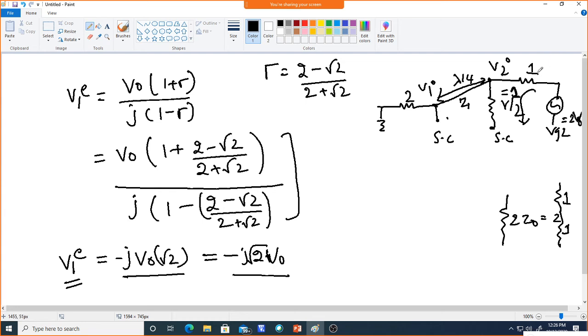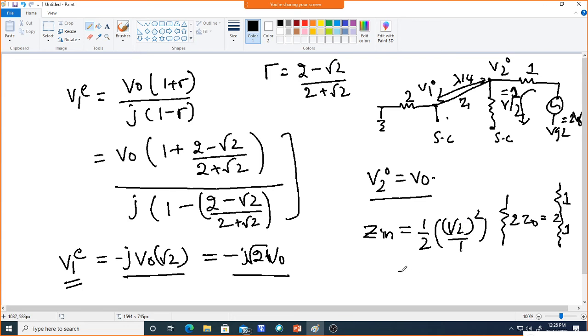So V0 will be dropped here and V0 will be dropped here. So the voltage V2 odd will be equal to V0 itself. And you can again find out the input impedance. So Zin will be equal to half into, using the same transmission line equation, root 2 square by 1. So this will be equal to half into 2, so this will be equal to 1.